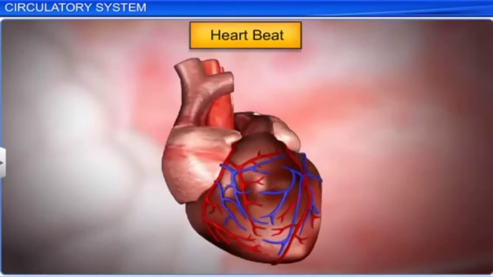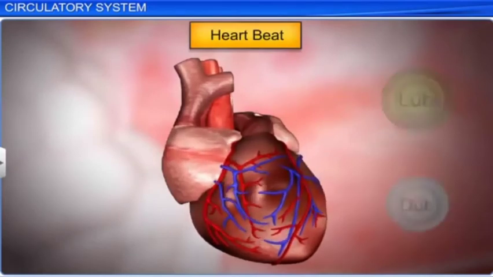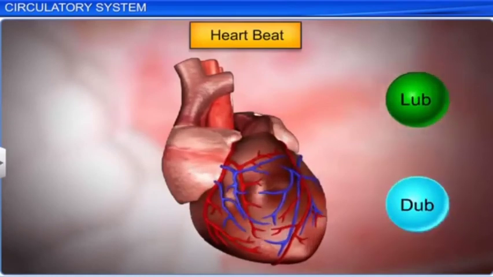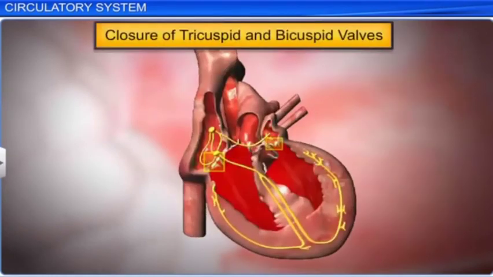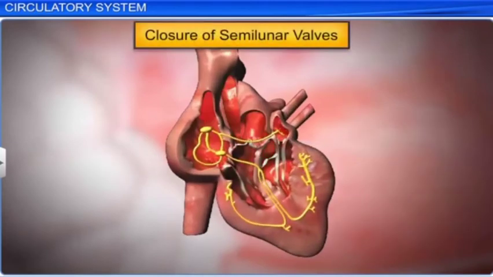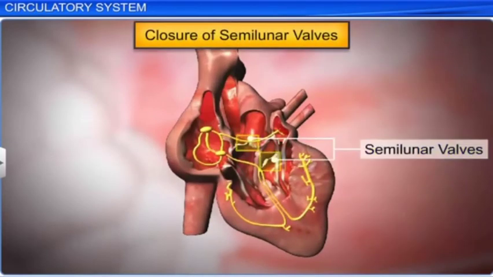When these valves close, they produce a lub-dub sound, which is heard during the heartbeat. When the cuspid valves, bicuspid and tricuspid valves, close, it produces the first sound, lub. When the semilunar valves close, it produces the second sound, dub.